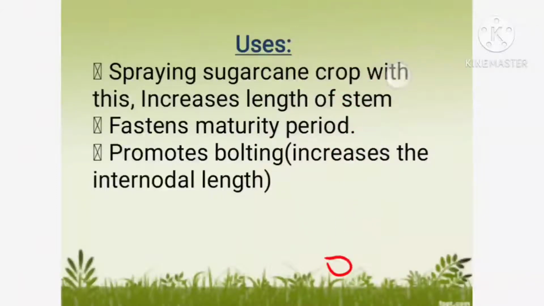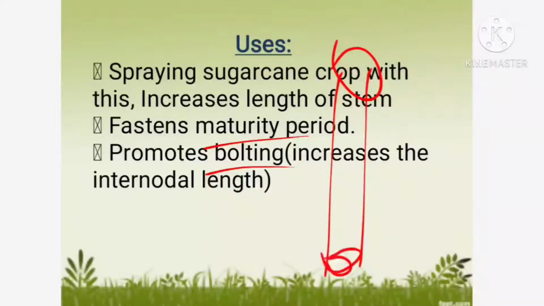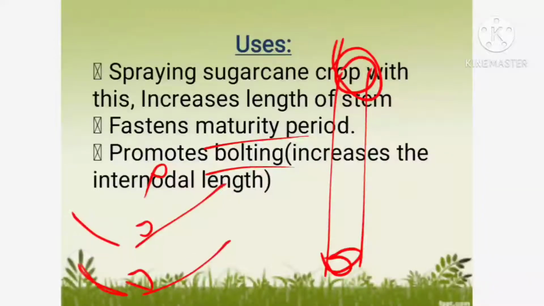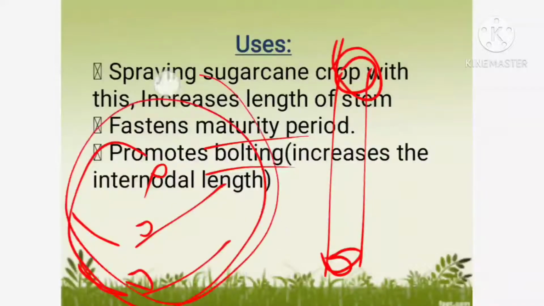Fastens maturity period, I told you, they will be fastened up. Maturity will be fastened, meaning they will grow older faster, but it will not die soon. That is another one. Promotes bolting. Bolting means, as I told you in sugarcane, increase in internode length. In sugar canes or in cabbages, the internode length is increased. So automatically the leaves will come far apart, and the size of the cabbage or the stem of the sugar cane will be much better.